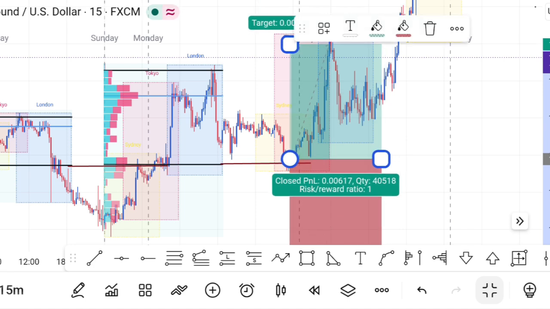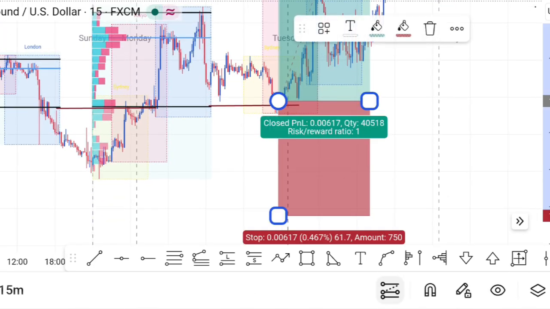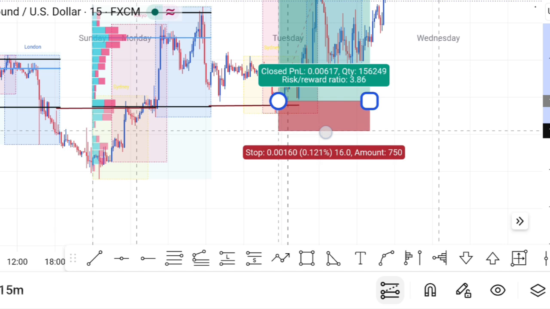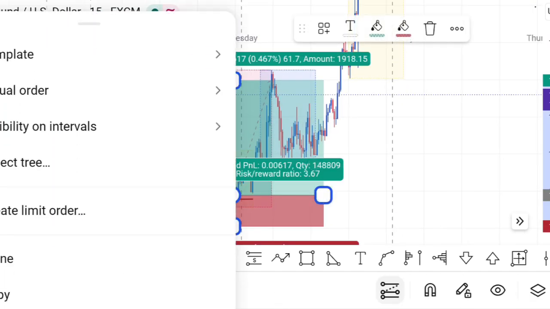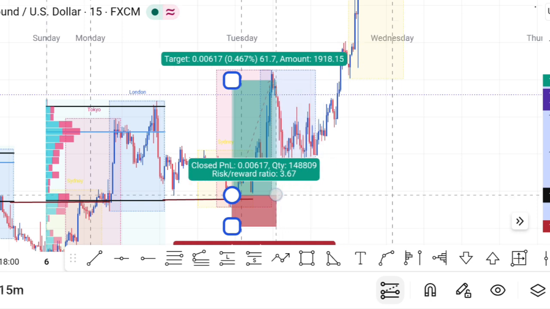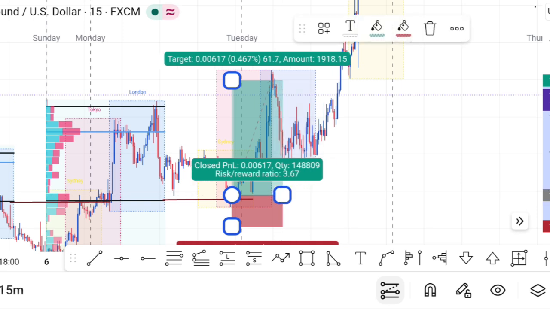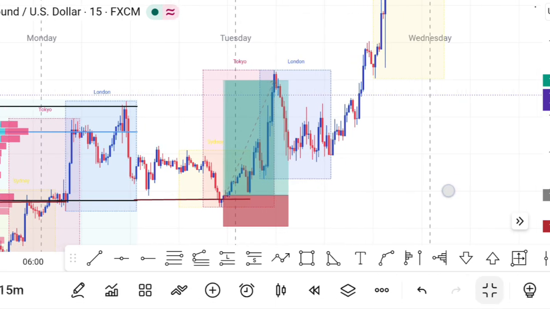After giving me this buy position, it gives me a nice risk to reward ratio. Perfect.